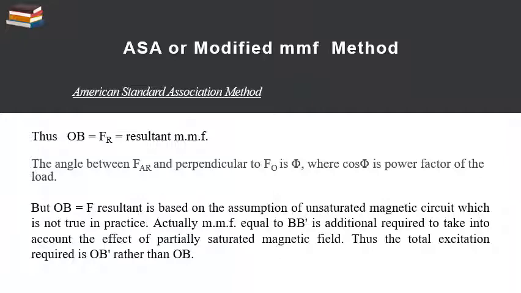Actually, MMF equal to BB dash is additionally required to take into account the effect of the partially saturated magnetic field. Thus, the total excitation required is OB dash rather than OB.